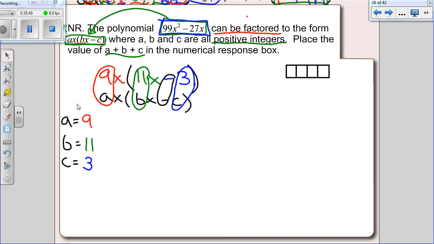So the question was the value of a plus b plus c. That means I have 9 plus 11 plus 3. Fill out my calculator. The answer is 20. That's what you would answer in your booklet. It goes in the first 2 boxes. Okay, and you also need to bubble them in your sheet.